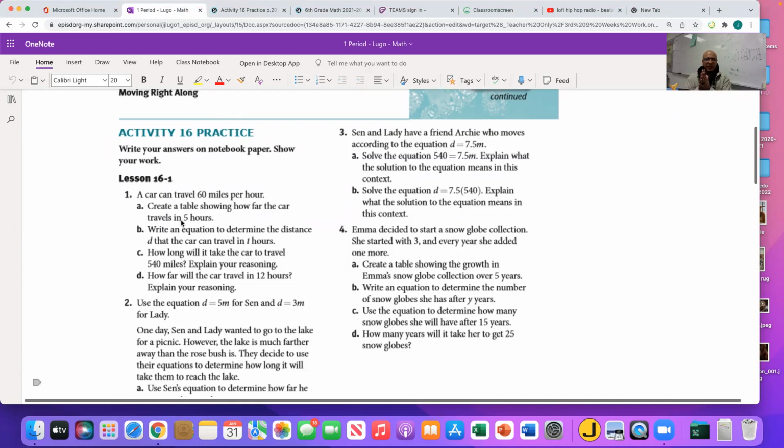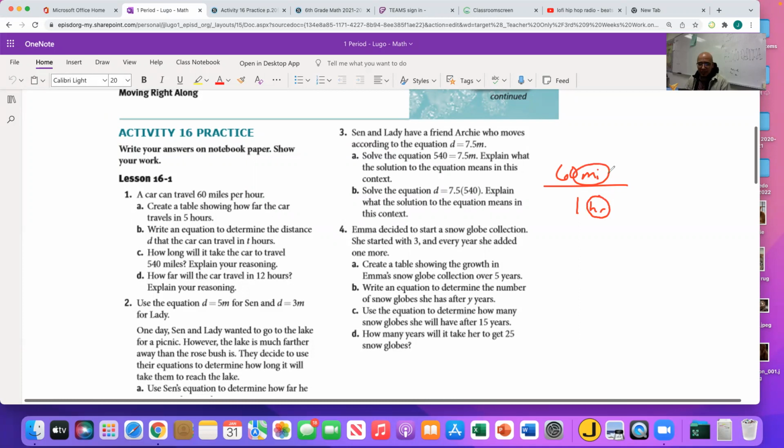Now, remember, ladies and gentlemen, that Activity 16 is all about showing the relationship between one variable and how changing that variable will affect another variable, how something is affecting something else. And so if we identify the two variables that we're dealing with here on number 1, notice that we're talking about, well, it's 60 miles per hour. So you have 60 miles traveled in 1 hour. Notice, ladies and gentlemen, that I am relating miles and hours.